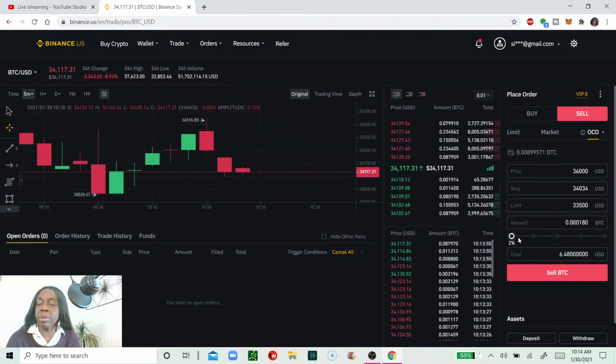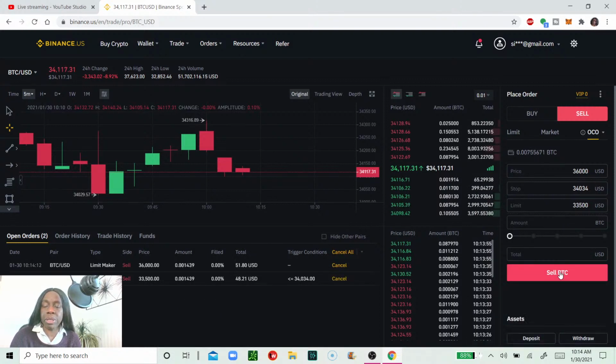It needs my amount. Okay, so let's say 16%. Sell 16% of my Bitcoin holding. So there it is. Let's hit sell BTC and let's see our confirmation screen.